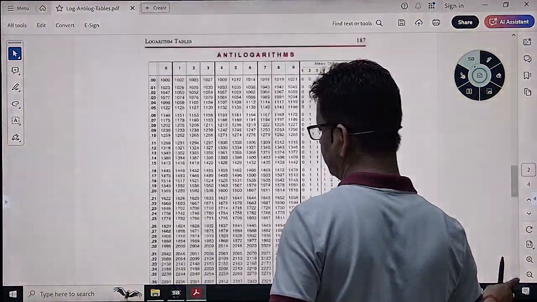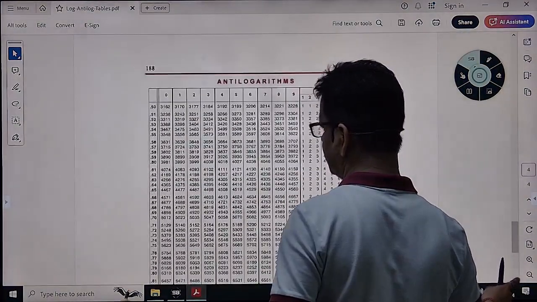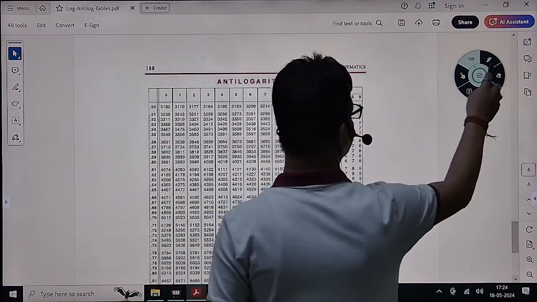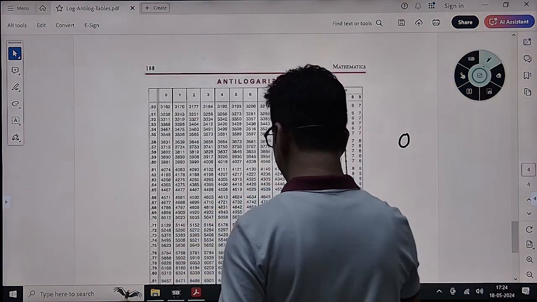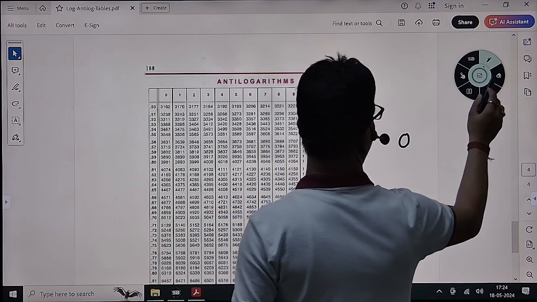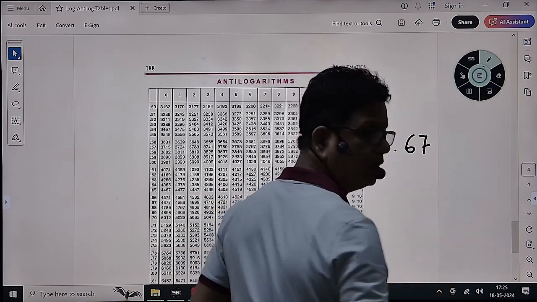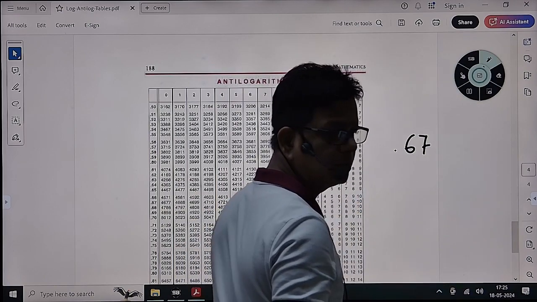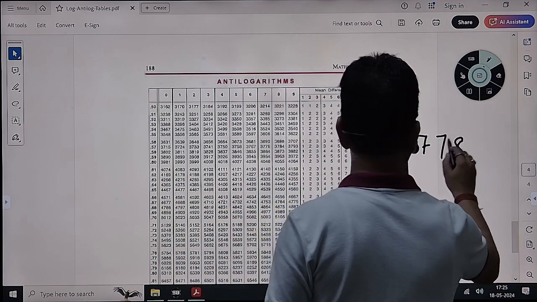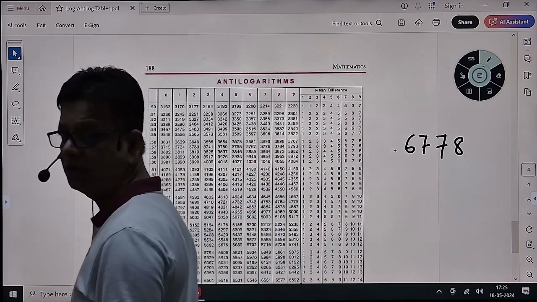0.67, right? What number? The decimal one you say first. How much? 0.67. How much? 0.6778. So this is the number, the decimal part only. Right.